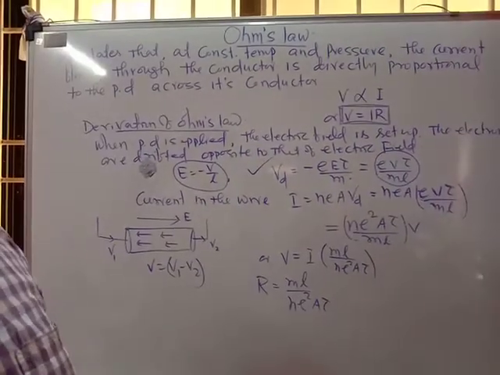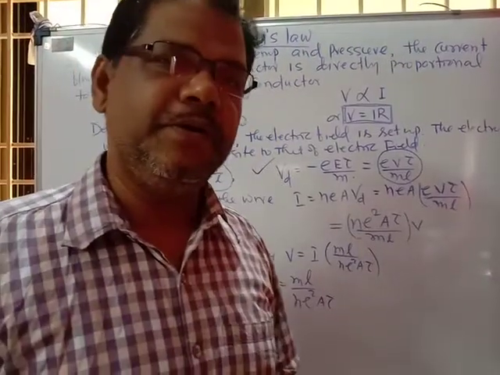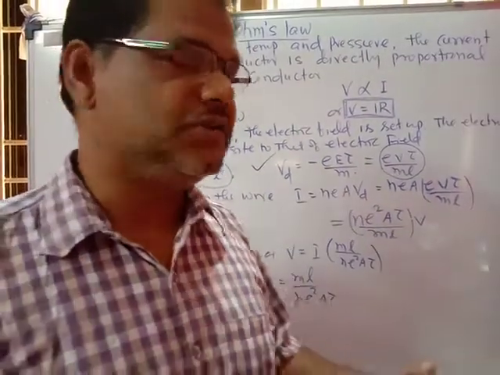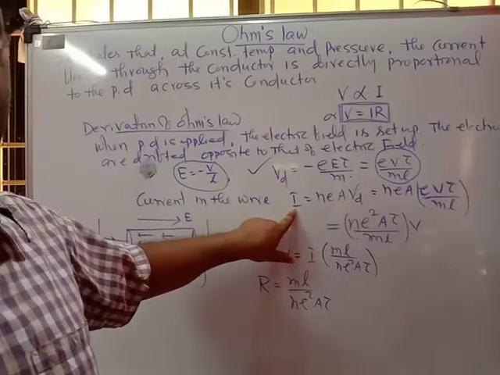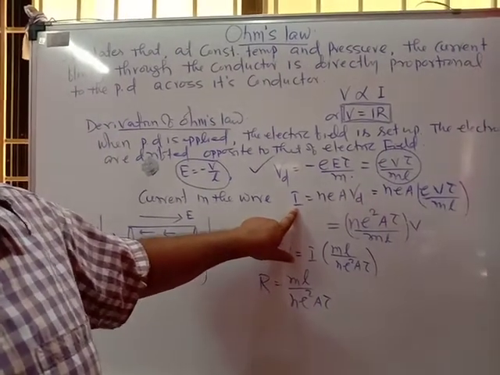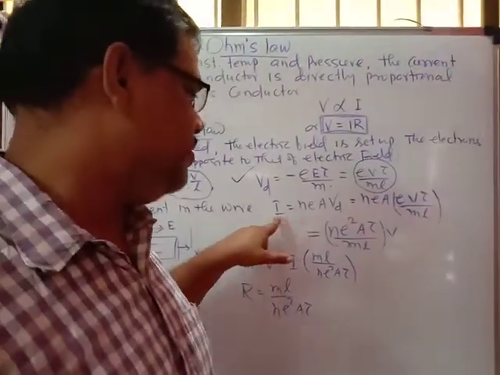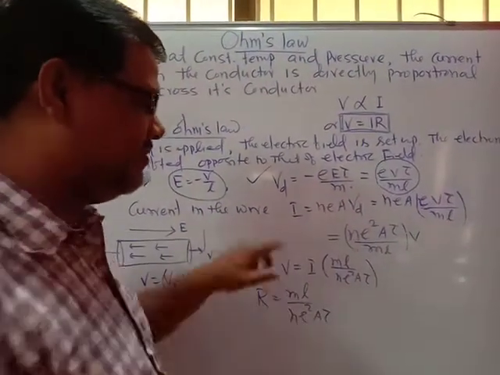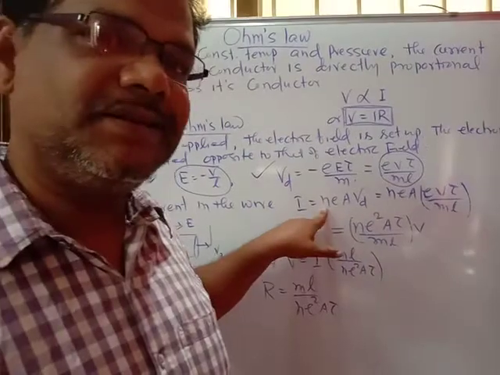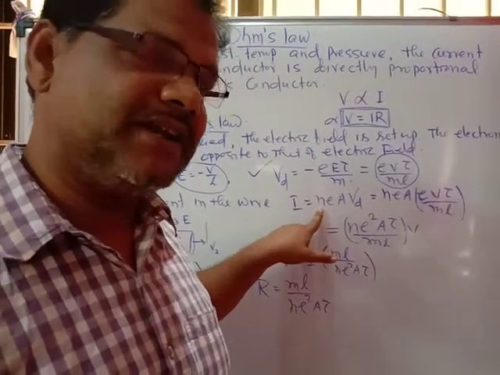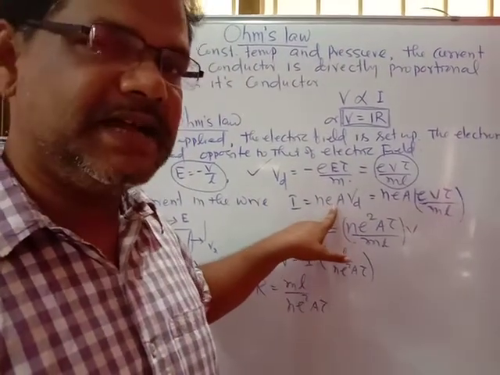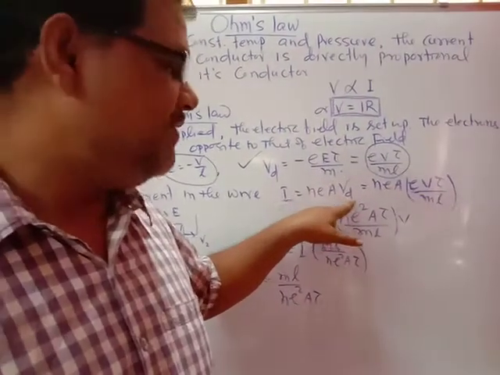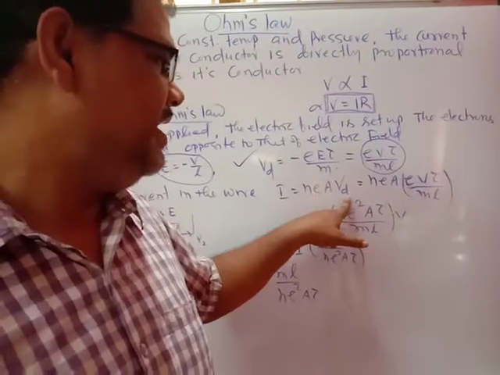Another relation, which you know from the previous video, is how the drift velocity is related to the electric current, and that is I equal to n e A Vd. Again I am telling the terms: n is the number density, the number of free electrons per unit volume, e is the charge of the electron, A is the area of cross section of the conductor, and Vd is the drift velocity of the electrons.